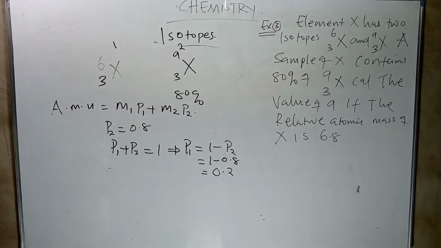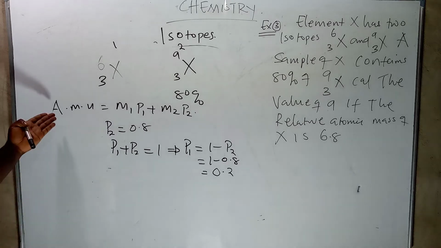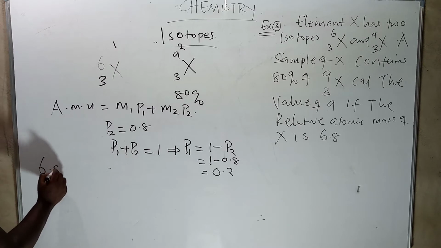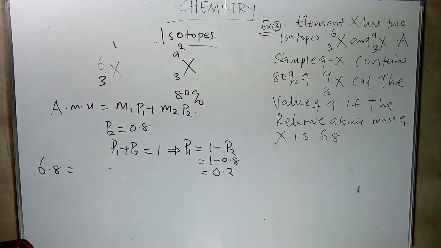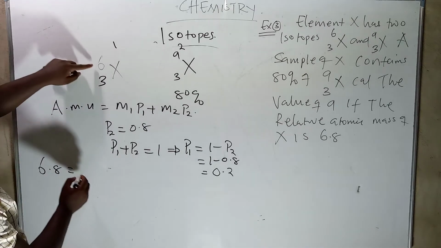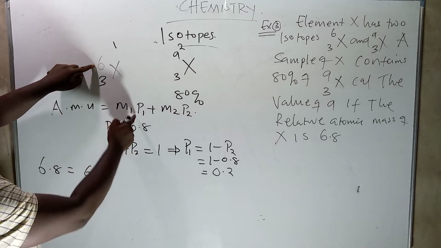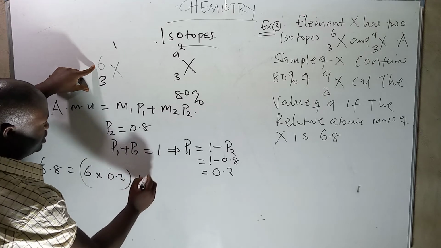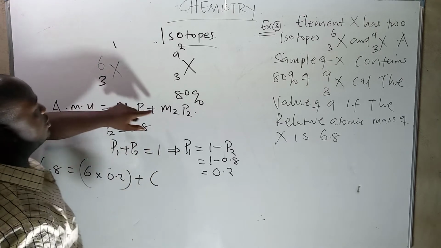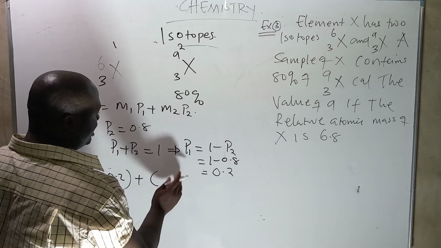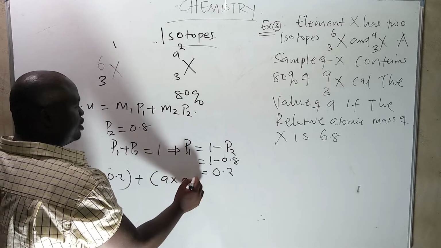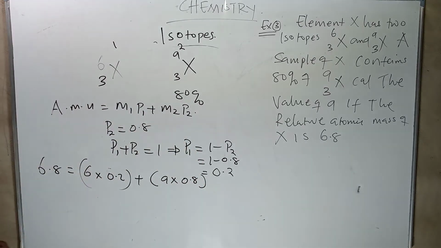Remember, I want to calculate the value of A. You already have the atomic mass unit. So this is 6.8 is equal to your M1 is 6 times your P1 is 0.2 plus, open bracket, your M2 is A. Your P2 is 0.8.